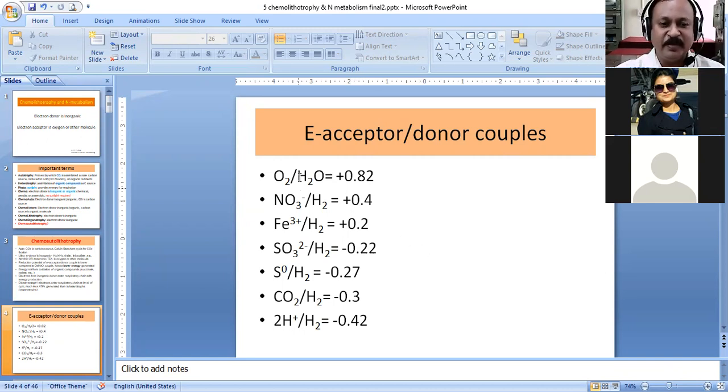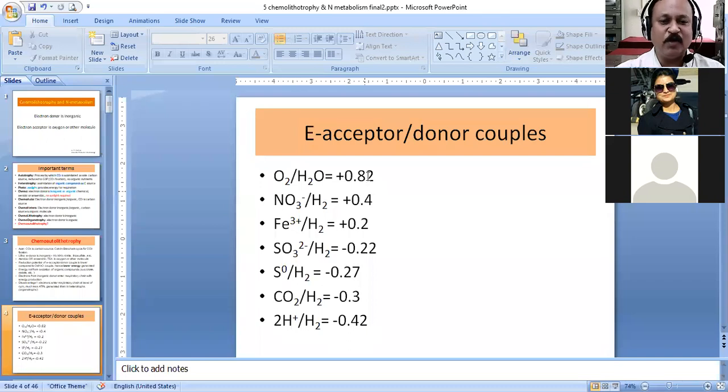So if we go down this particular list, just go down the list and you will find the different pairs that are used as donors and acceptors. For example, iron is the electron acceptor here, that is ferrous ion is the acceptor, sulfite is the acceptor, or sulfur is the acceptor. Here CO2 itself is serving as the electron acceptor.